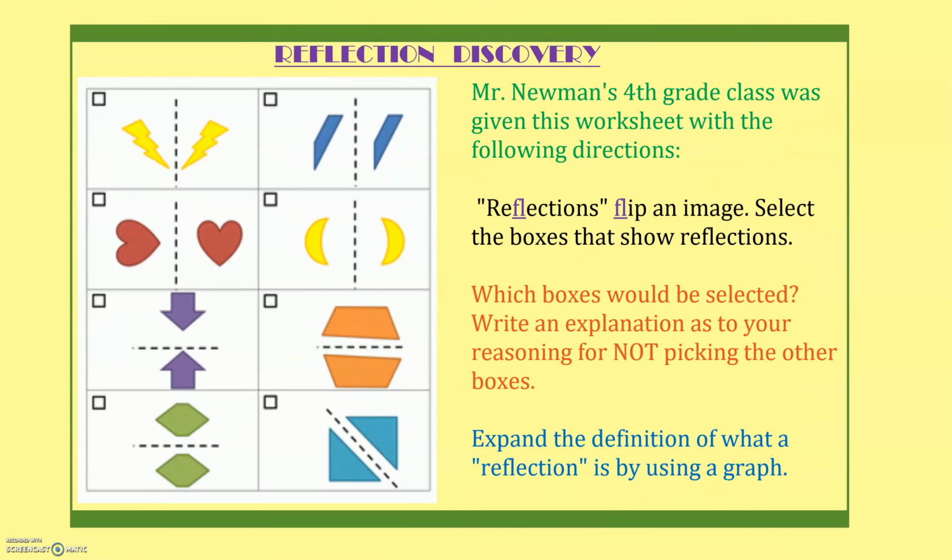Mr. Newman's fourth grade class was actually given this worksheet, and the directions were as simple as this: reflections flip an image. So you would check the boxes that show reflections. Since you can't actually check the boxes, on your paper, describe the shape. If you would select, say, the dark blue shape, then I would write dark blue shape. So you're going to pause the video. You're going to select the boxes that you would choose that show reflections, and you're going to write an explanation about why you did not choose the other ones.